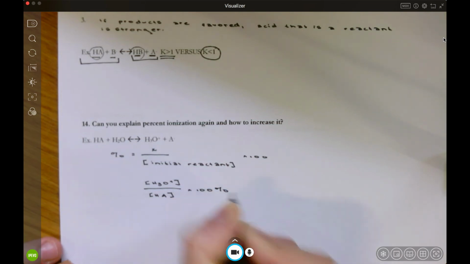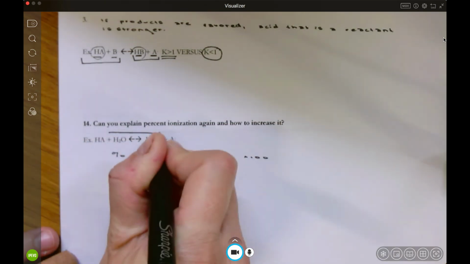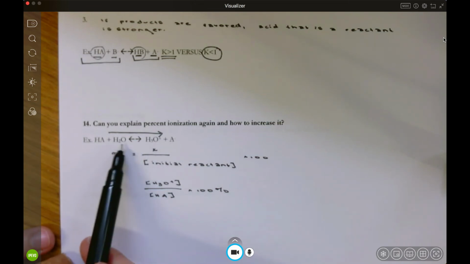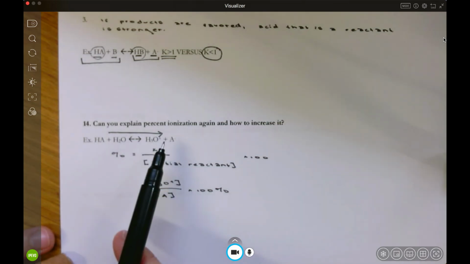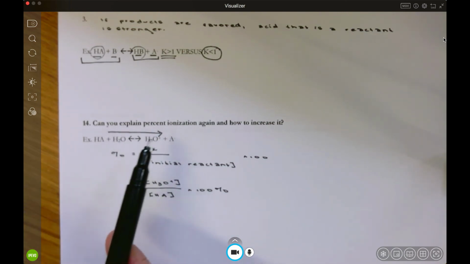Well, how do I maximize the amount of H3O+ or A minus that's formed? I'm going to want to shift to the right to form more product. There are a couple of different ways I can do that. The two that were studied for this problem: I could either add water, which would cause a shift to the right, or I could add HA, which would cause a shift to the right.